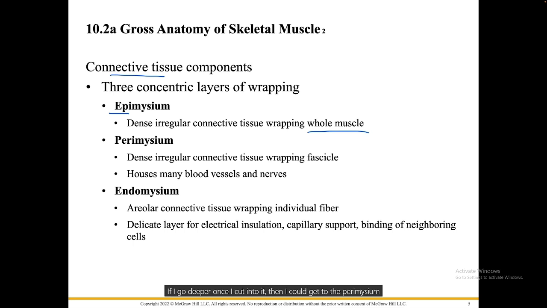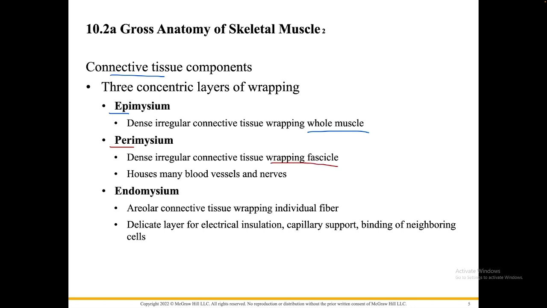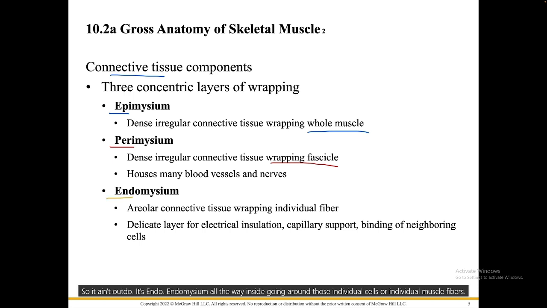If I go deeper, once I cut into it, then I get to the perimysium. Peri means around. And it's the perimysium that wraps around fascicles. And then once I'm really deep, I'm at the endomysium. Endo means within, so it's endomysium, all the way inside, going around those individual cells or individual muscle fibers.